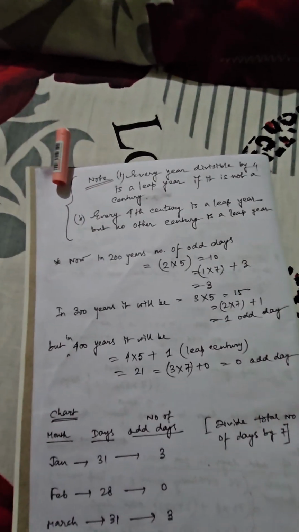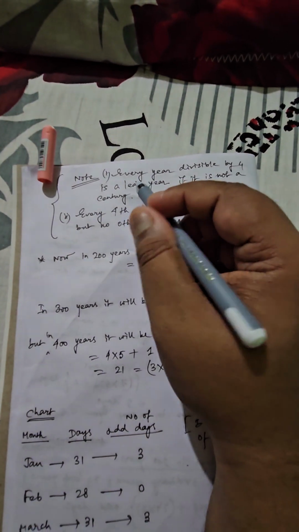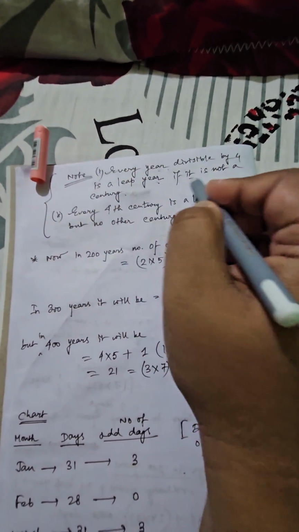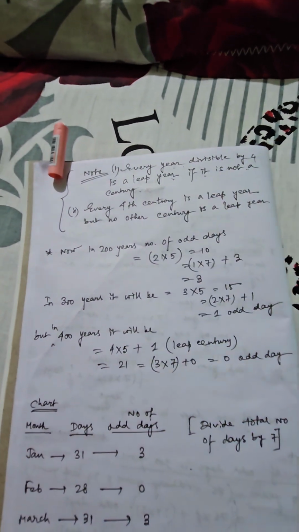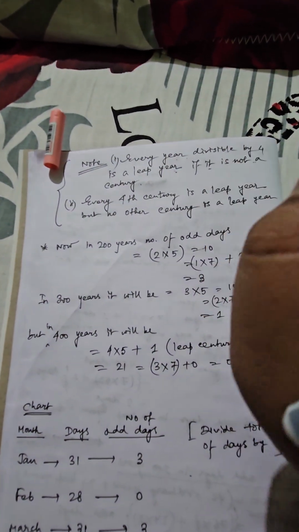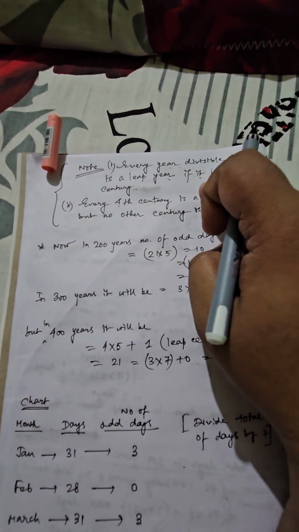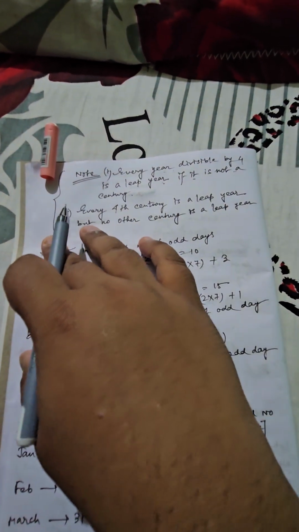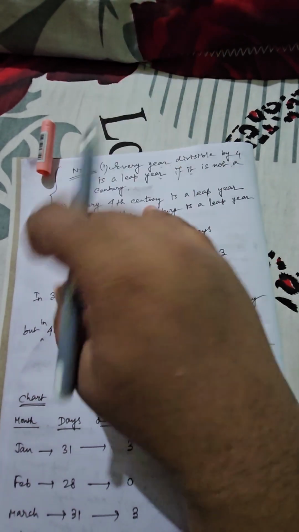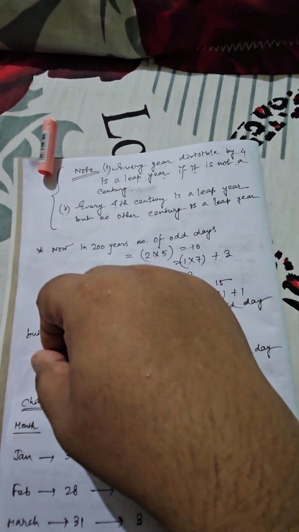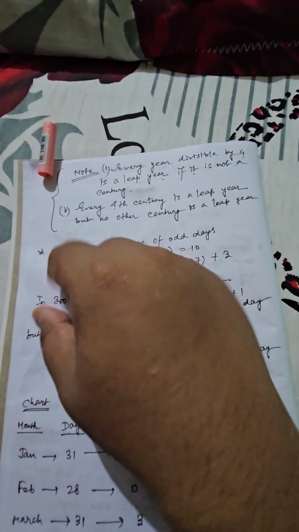Now you can see I have written a note: every year divisible by 4 is a leap year if it is not a century. That means this rule is applicable only for non-century years. You cannot apply the concept of divisibility by 4 for 100, 200, 300, etc. 100 is divisible by 4, but it is not divisible by 400. That's why you cannot say it is a leap year.